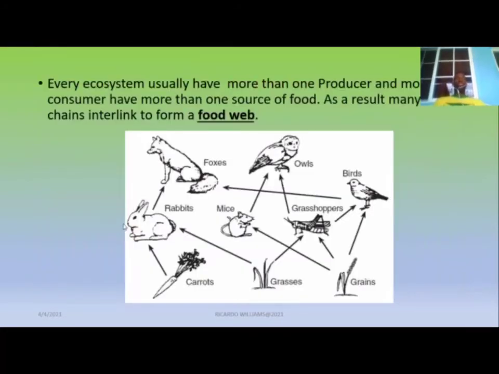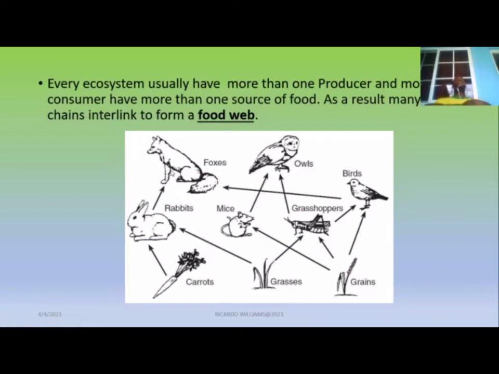So what a food web is, is a combination, an interlinking of different food chains. So if you look at the picture right there, what you can see is that you have 1, 2, 3, 1, 2, 3, 1, 2, 3. From the grains to the birds to the fox, that's a food chain. From the grasses to the grasshopper to the bird, then back to the fox, that's another food chain. Then from the grass to the grasshopper to the owl is a food chain. From the carrot to the rabbit to the fox, it's another food chain.